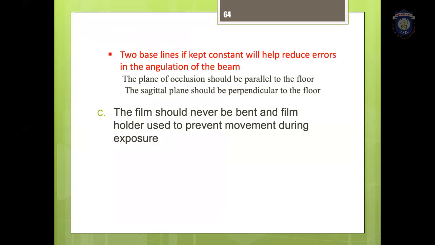Two baselines must be kept constant, which will help avoid radiographic errors in the angulation of the beam. Always and always, the plane of the occlusion should be parallel to the floor and the sagittal plane should be perpendicular to the floor. The film should never be bent and film holders are used to prevent movement during exposure.